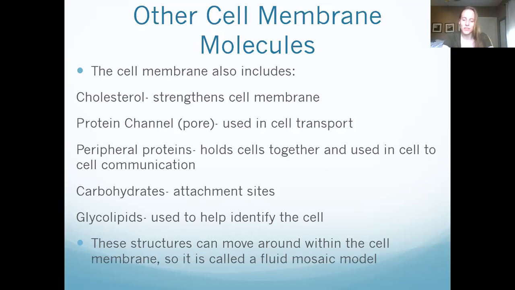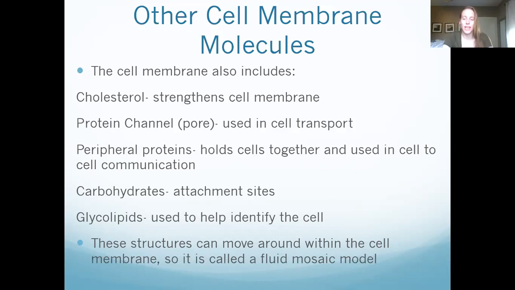Then there are carbohydrates. Those are also on the outside of the cell membrane. They act as attachment sites for different molecules. And then lastly, there's something called glycolipids, which is a structure also on the outside of the cell membrane that's used to identify the cell. So essentially, cells of your immune system can come up to different cells of your body and recognize that they are cells of your body by attaching to the glycolipids.